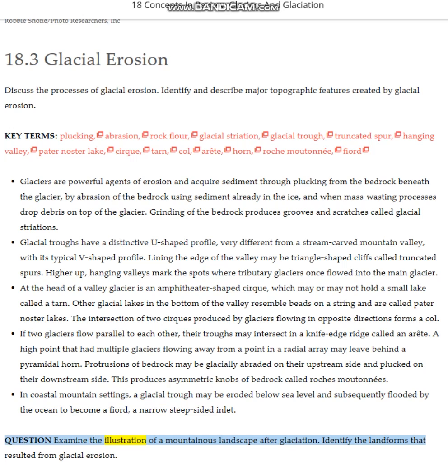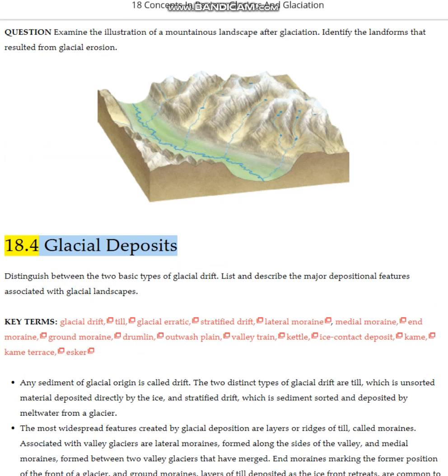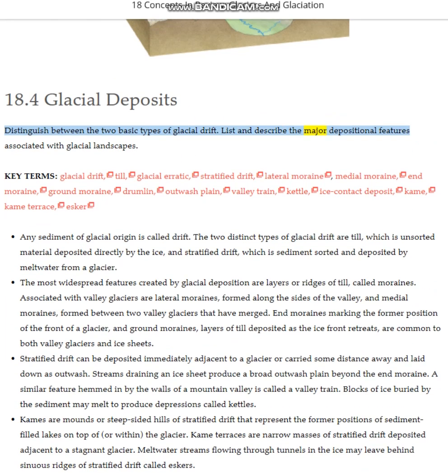Question: examine the illustration of a mountainous landscape after glaciation. Identify the landforms that resulted from glacial erosion. 18.4 Glacial deposits. Distinguish between the two basic types of glacial drift. List and describe the major depositional features associated with glacial landscapes.